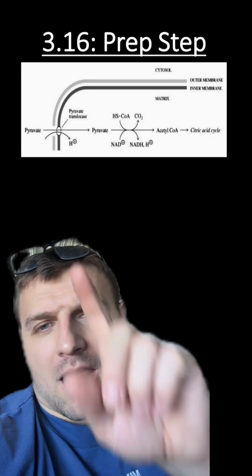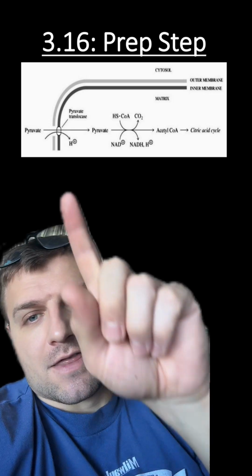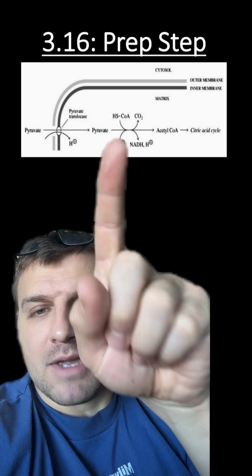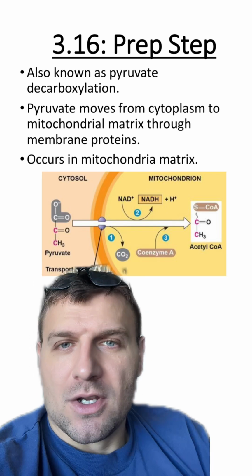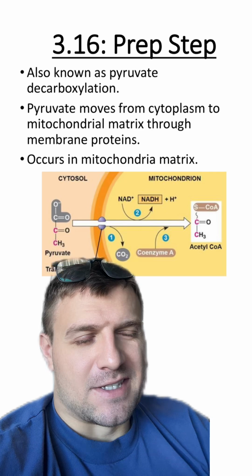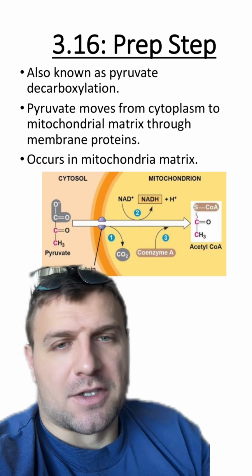So what has to happen is the pyruvate molecules that are made in the previous step, glycolysis, have to cross the double membrane of the mitochondria to make their way into the matrix here. Now, this step is also known as pyruvate decarboxylation, but I like to refer to it as the prep step because it's easy to remember. Like I said before, pyruvate is going to move now into the matrix of the mitochondria.